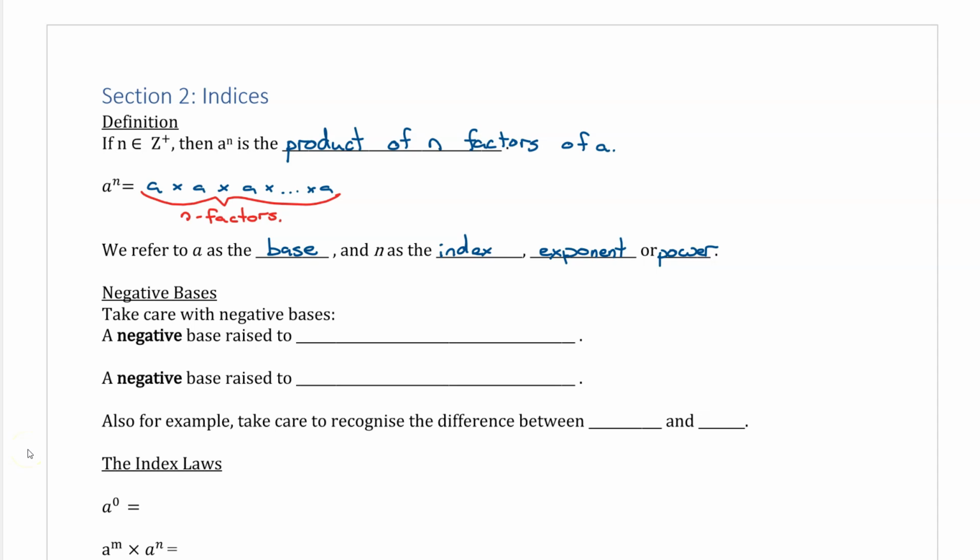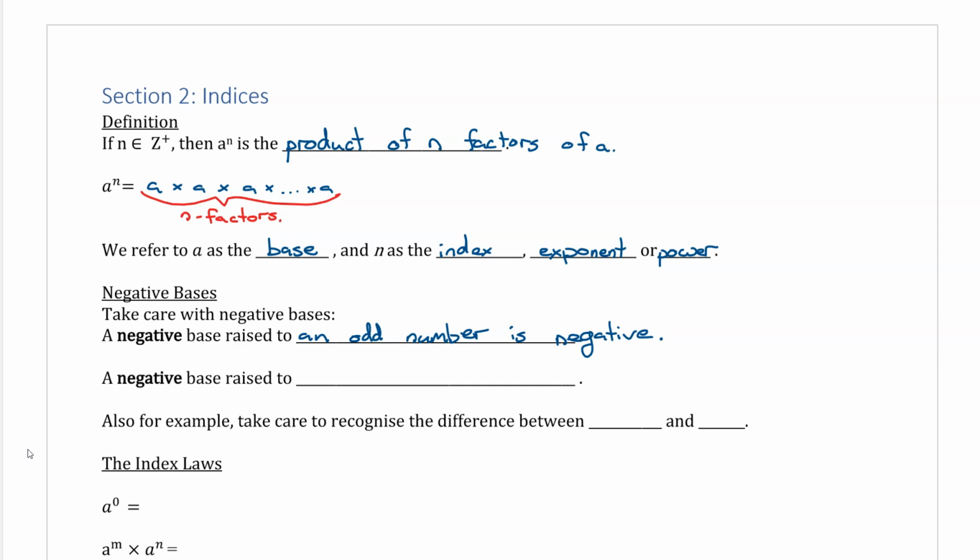Now, there are some special cases we need to take note of, and the first one is to take care with negative bases. A negative base raised to an odd number is negative, or it will yield a negative result. So think about, let's say, negative 2 to the power of 3. It will be negative 2 times negative 2 times negative 2, so it will come out as a negative.